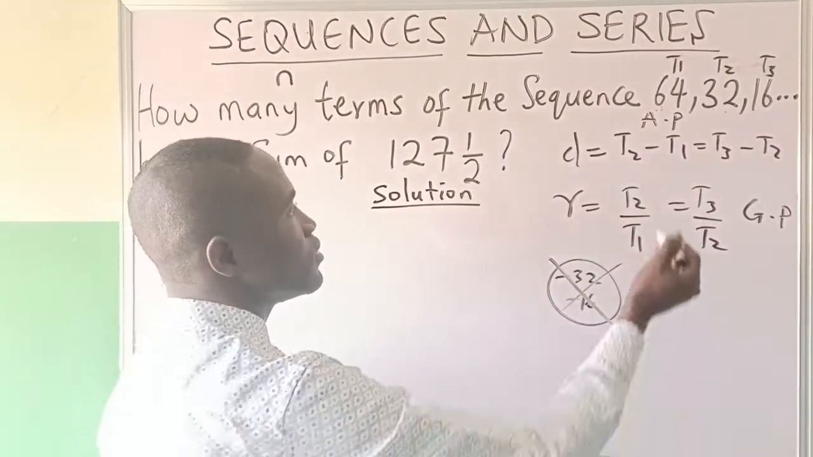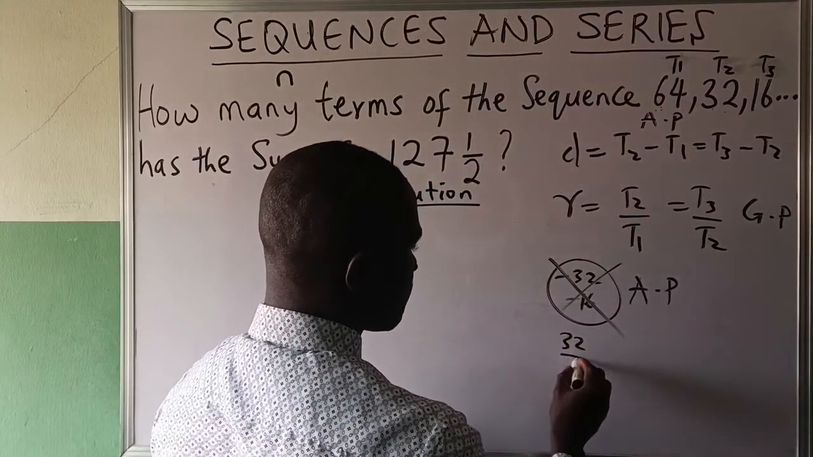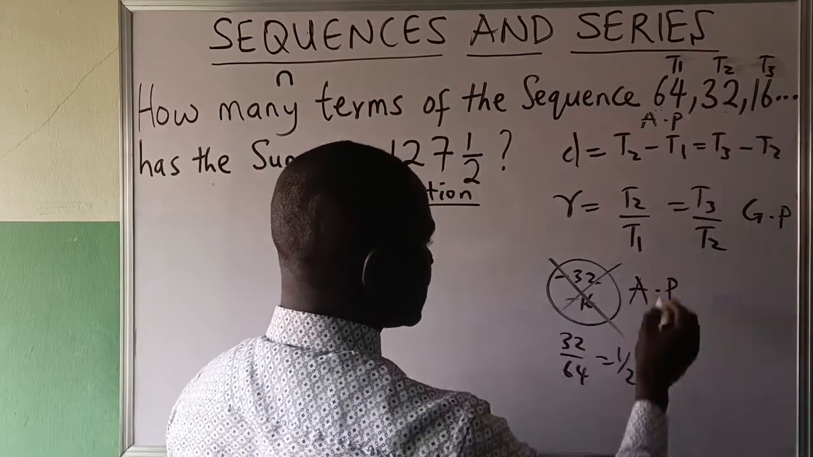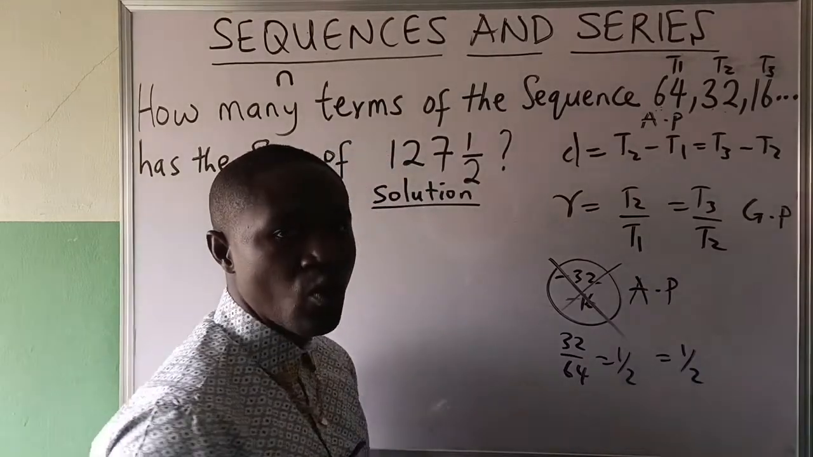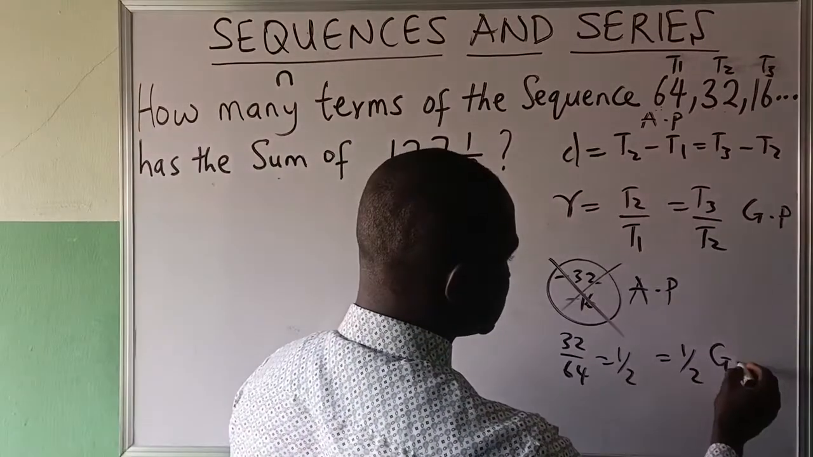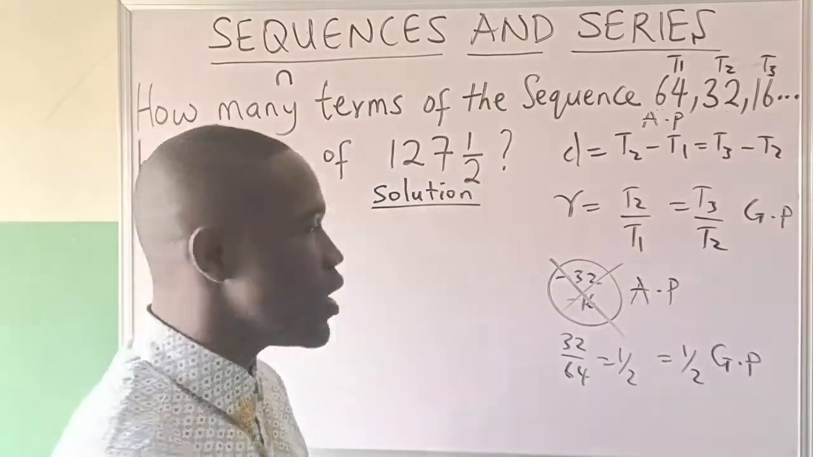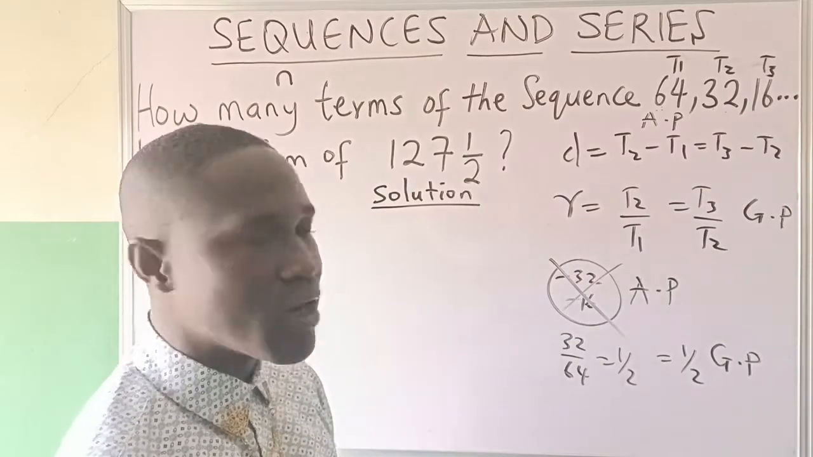You come again, 32 over 64 will give you 1 over 2. Then 16 over 32 will also give you 1 over 2. Are they equal? Yes, you know it is a GP, a geometric progression or sequence. So this sequence appears as a geometric progression.